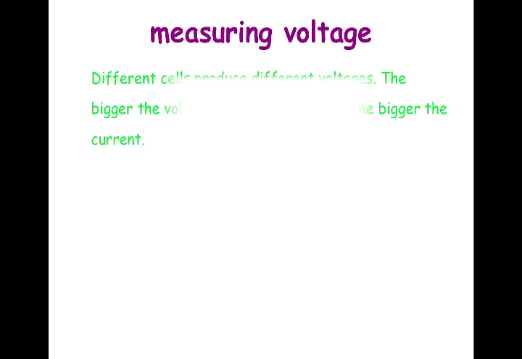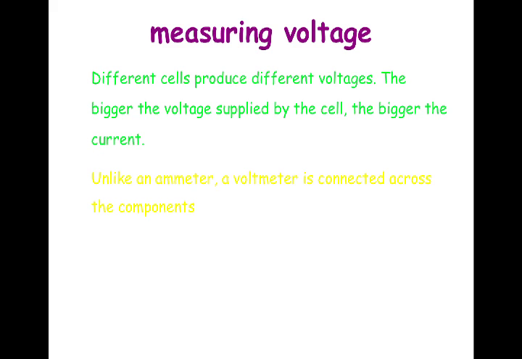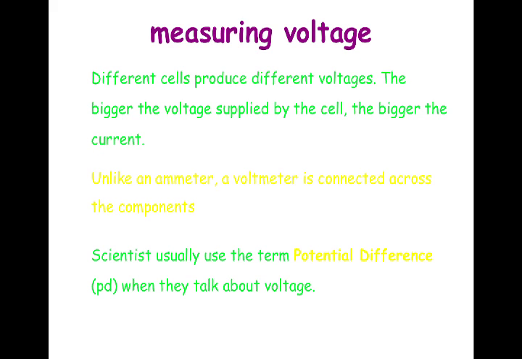You're measuring voltage. Different cells, different batteries have different voltage. Your car battery is 12 volts, a little D or C cell, or a double A or triple A, is 1.5 volts. That's different from your household voltage, which is generally 120 or 240 volts. And unlike an ammeter that's measured in line, a voltmeter must be measured across the resistor.